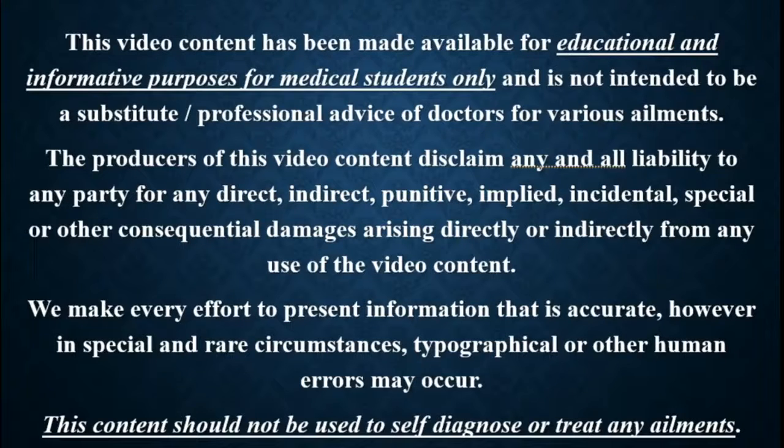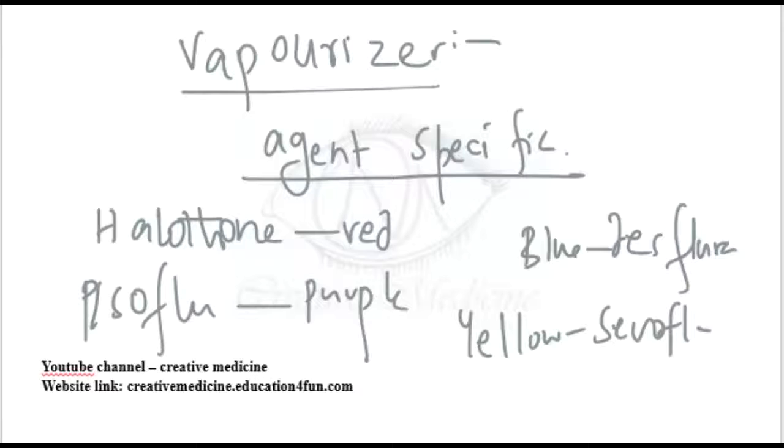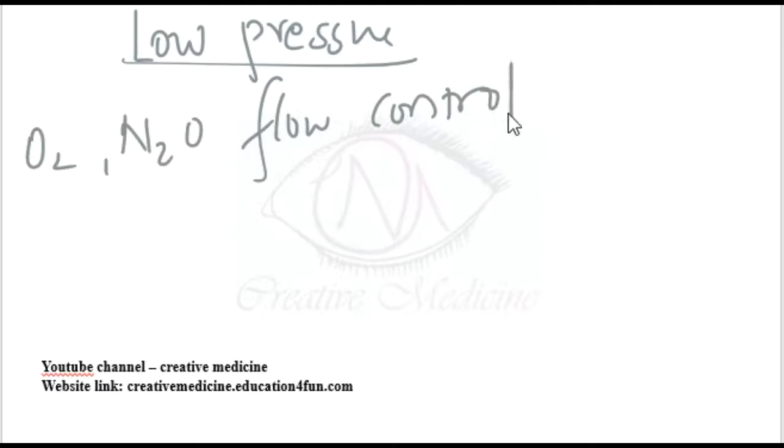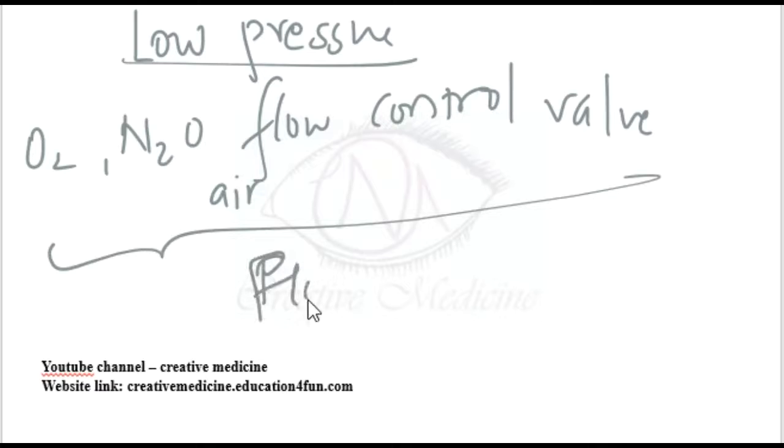In this lecture, we will learn about the low pressure systems. We have oxygen and nitrous oxide flow control valves. This system of oxygen flow control valve, nitrous oxide flow control valve and air flow control valve together is called the flow meter. Individual indicators which rotate on their axis are called rotameters.